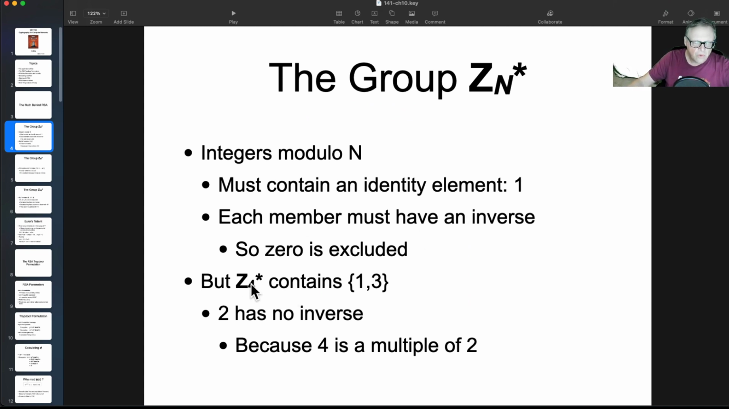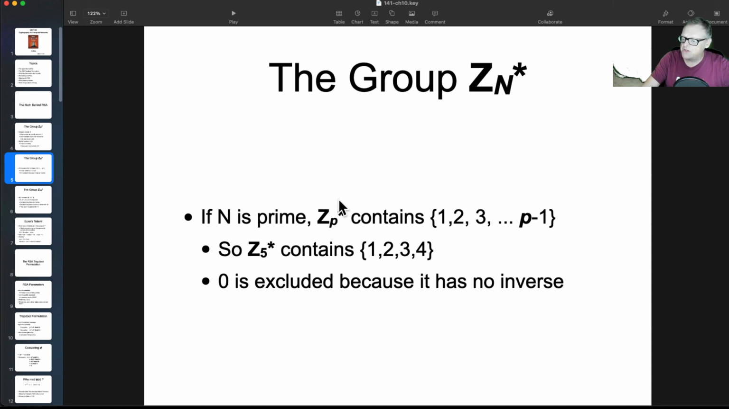So Z star 4 contains 1 and 3 because it will only contain numbers up to n minus 1. You exclude 0, and you also exclude 2 because 2 has no inverse. If you multiply 2 times something, modulo 4, you just hop between 0 and 2 and 0 and 2. You can never get back. And that's generally the case if you have a number that divides into the group number here, the n, evenly. You can't use that number. It's not part of the group because there is no inverse for it. It's going to come back to us. This is why we have phi of n.